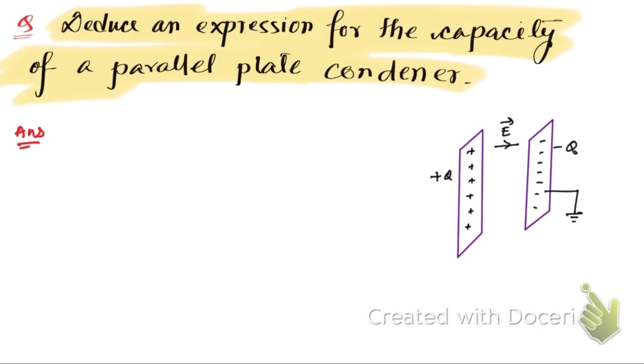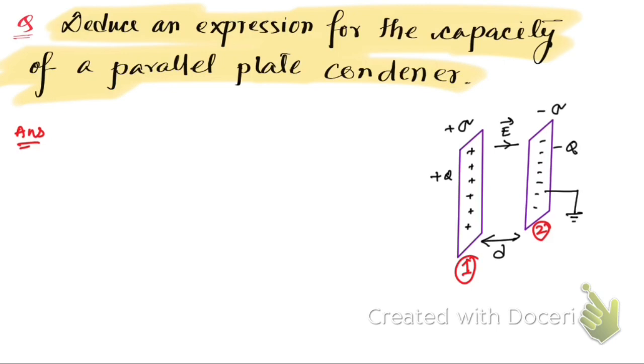The charge density on this plate is plus sigma and on this plate is minus sigma, and these two plates are separated by a distance d. This is plate 1 and this is plate 2.